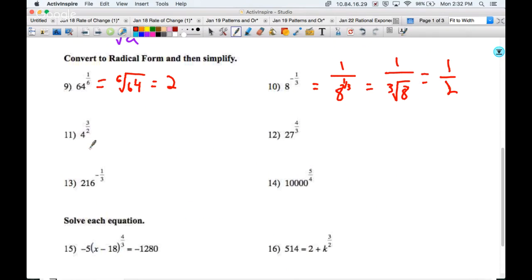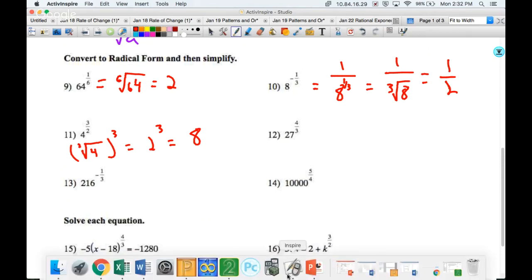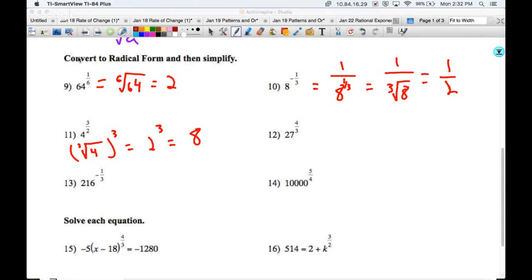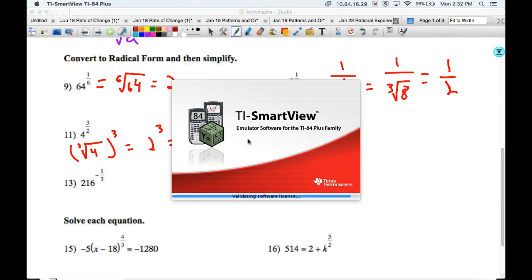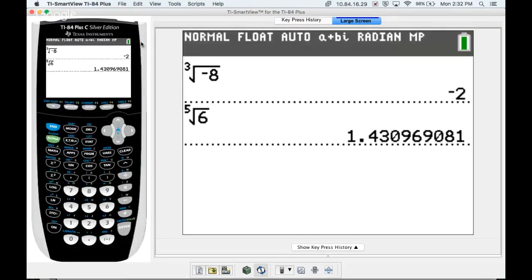4 to the 3/2, that's the same as the square root of 4 cubed. The square root of 4 is 2, so 2 cubed, which equals 8. All right, if I wanted to do that in my calculator, I can, but the directions specifically say convert to radical form. Let's just take a look at, make sure that we know how to plug that in.